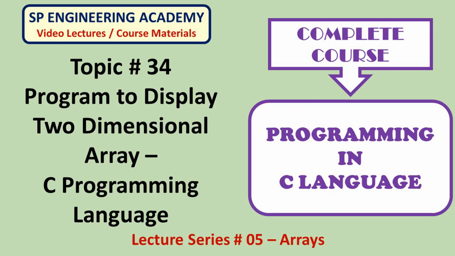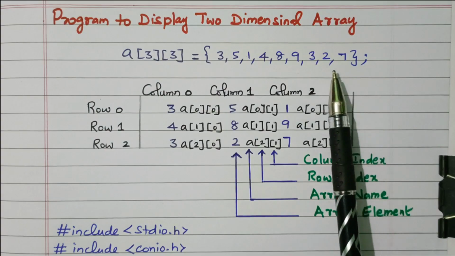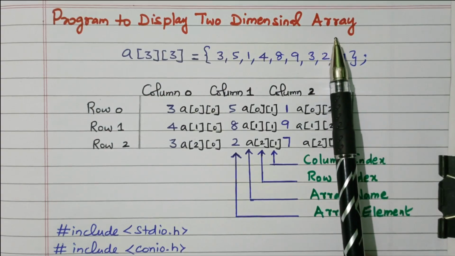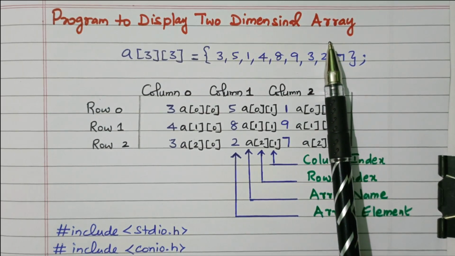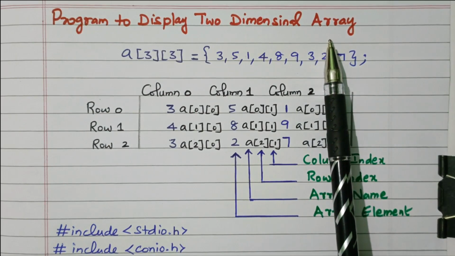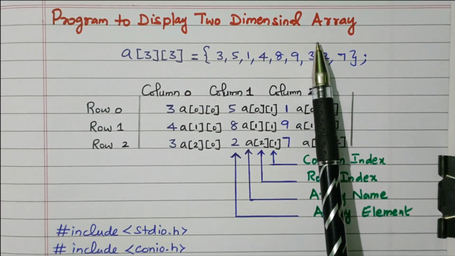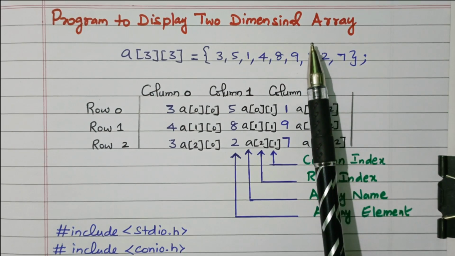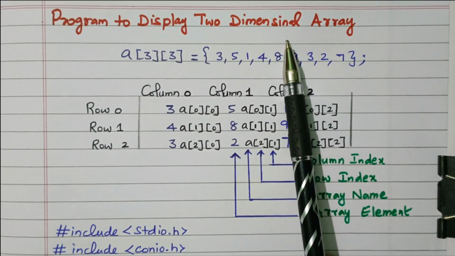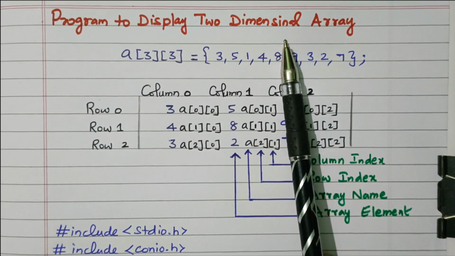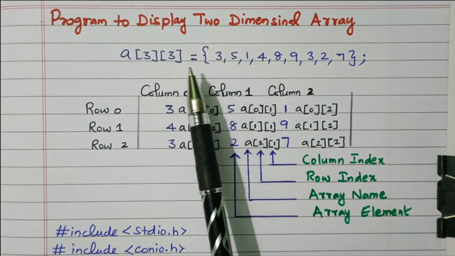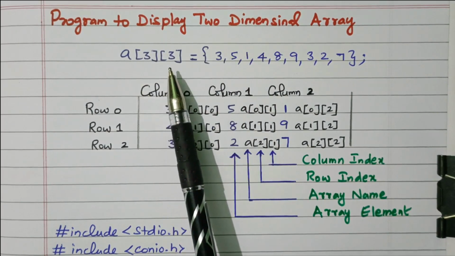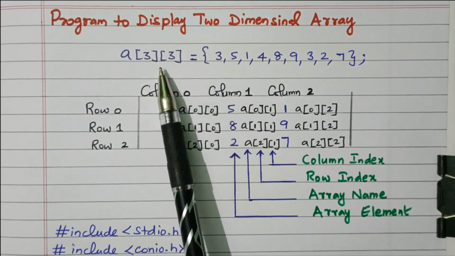Now we'll go to the topic, program to display a two-dimensional array in the C programming language. We know that an array is a collection of the same type of data. In that we have two types available, single dimensional array and two dimensional array. Single dimensional array means a group of numbers, 10 numbers or 100 numbers. A two dimensional array has two dimensions, that is row and column. It is a matrix format. Two dimensional array is nothing but a matrix, right?